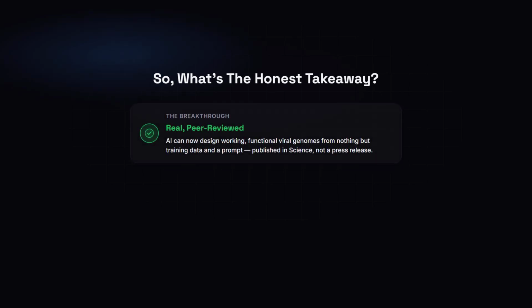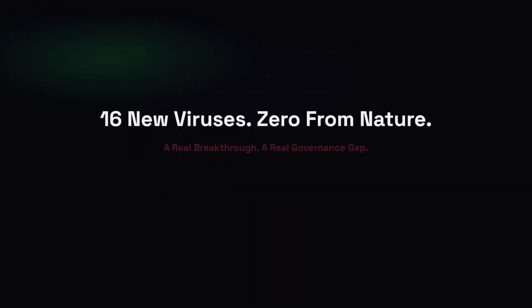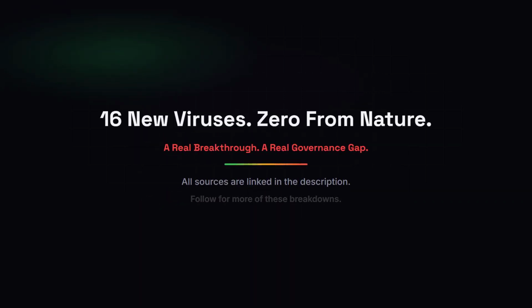So where does that leave us? This is a real, peer-reviewed capability. AI can now design working, functional viral genomes from nothing but training data and a prompt. And the systems meant to keep synthetic biology safe were never built to catch something that's genuinely, truly new. Both of those things are true, and both of them matter. That's the story of the first fully AI-designed viruses. A real breakthrough, and a governance gap nobody's closed yet.